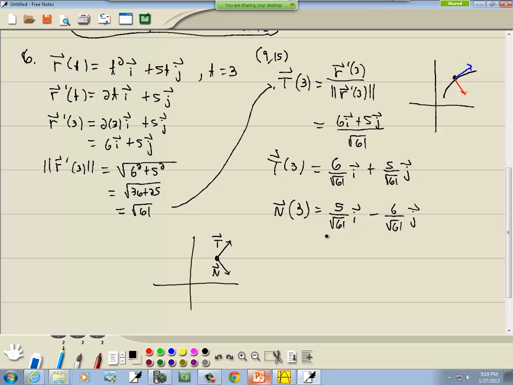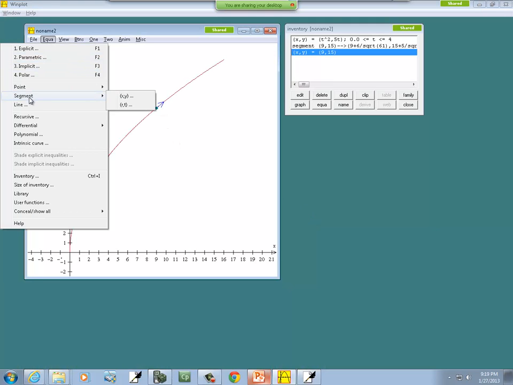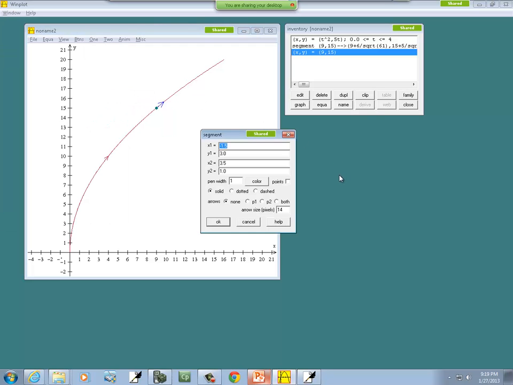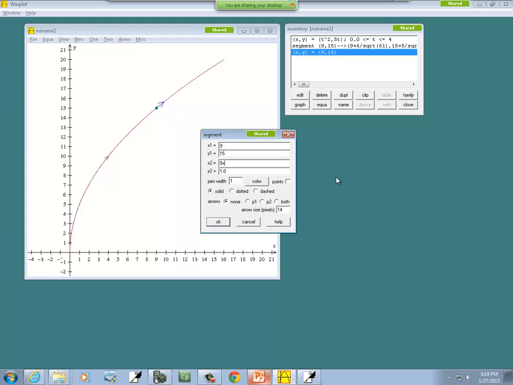Then you get that. Now if I were to sketch that on here, if I go to equation and choose segment and choose xy, my x1 is 9, my y1 is 15. This will be 9 plus 5 divided by the square root of 61. And this one will be 15 minus 6 divided by the square root of 61.